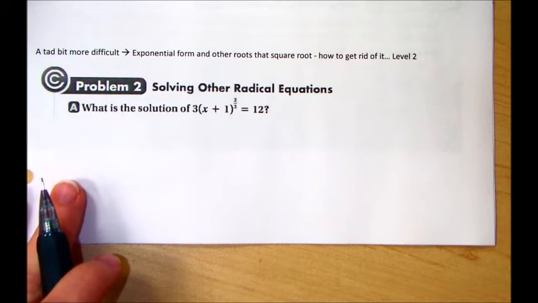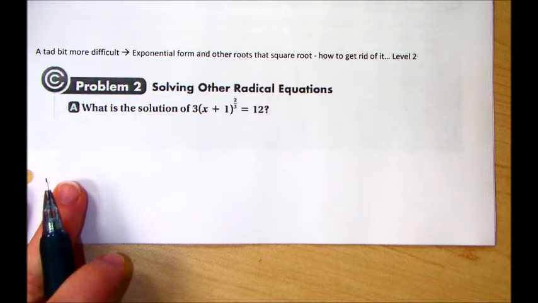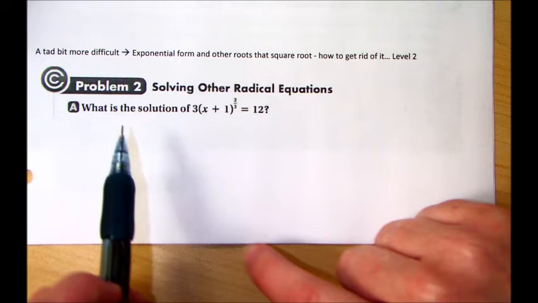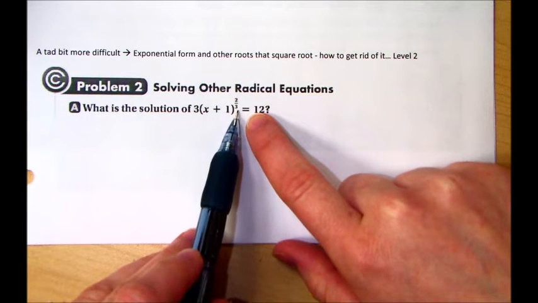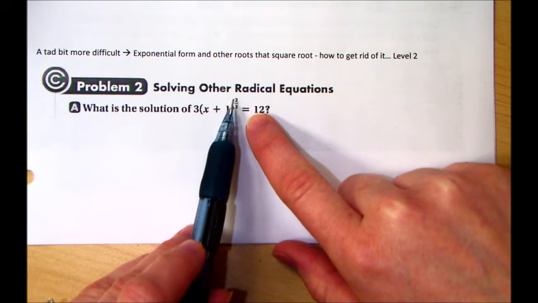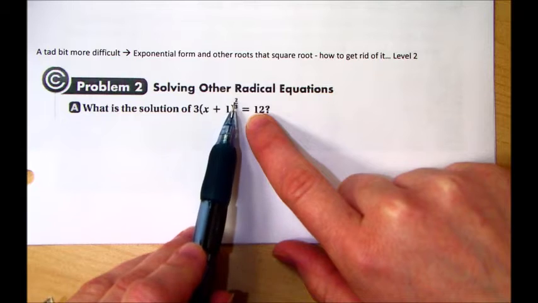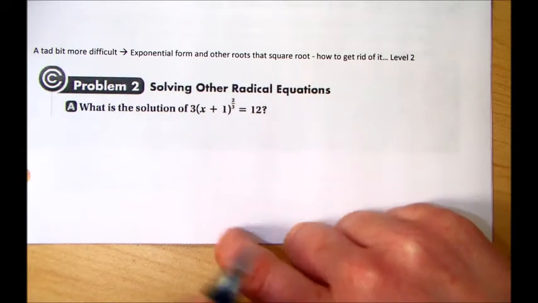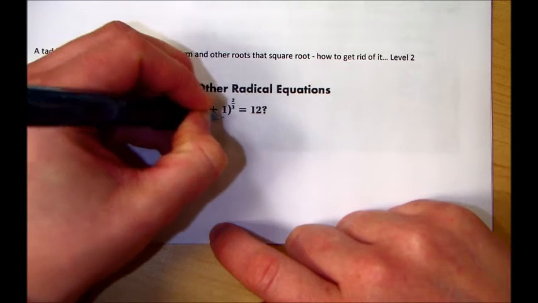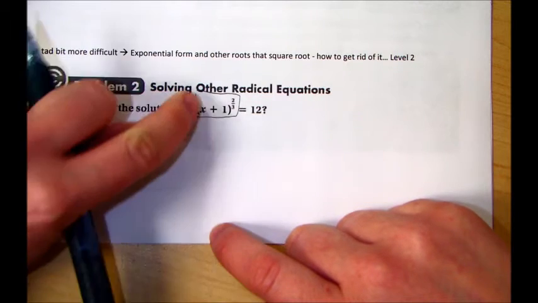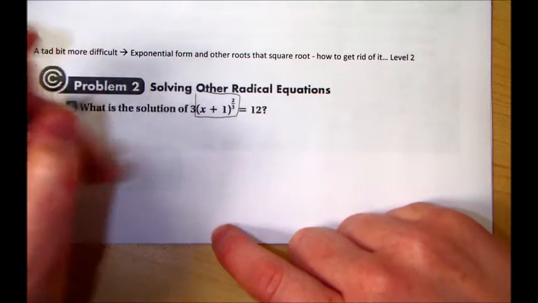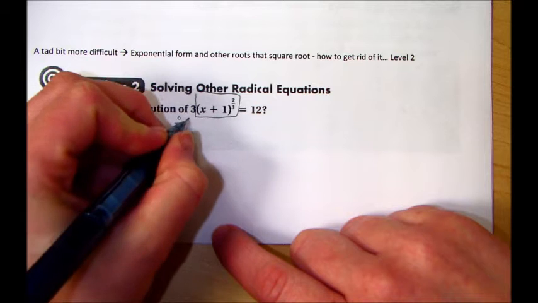For problem 2, I'm going to teach you kind of a different way than I have in the past of solving problem 2 that hopefully will make it a little more simple. This time we are going to have a rational exponent, which means we're going to have a fraction in the exponent. So what I want you to do first is kind of just box off the parentheses and notice we need to get rid of this outside 3. So we're going to divide by 3 to start with.